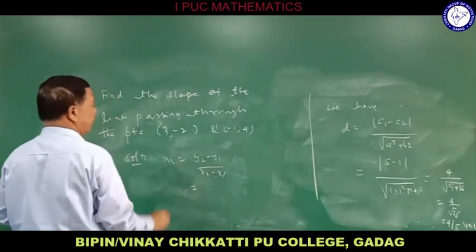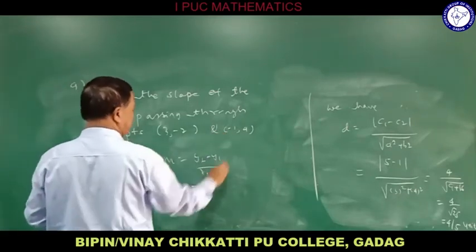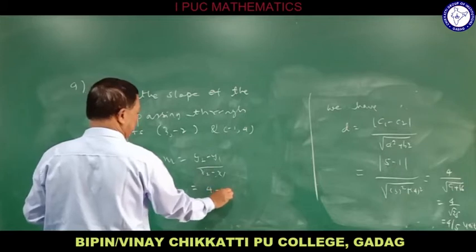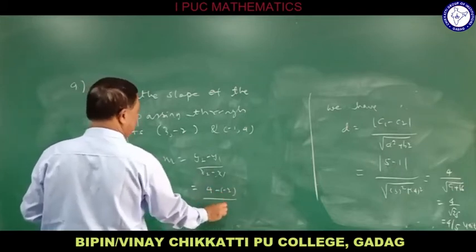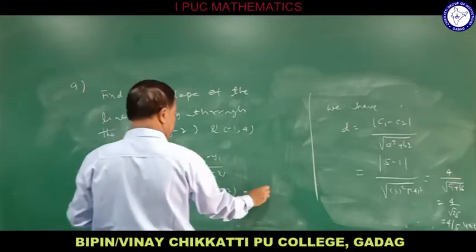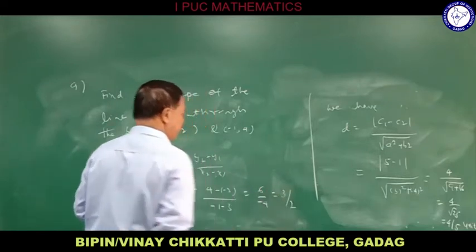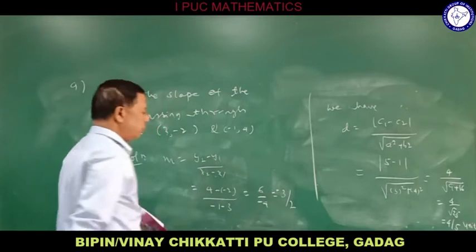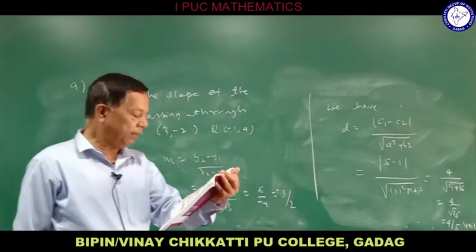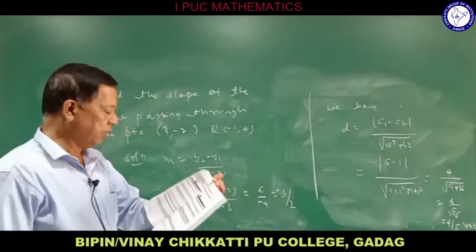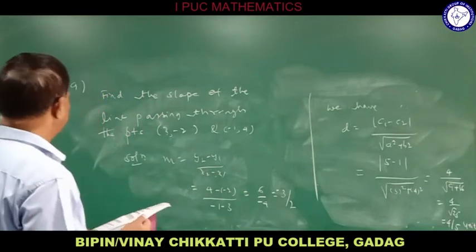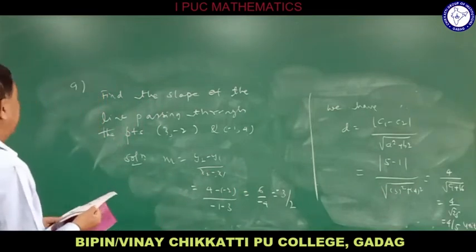The slope is given by y2 minus y1 divided by x2 minus x1. See here, this is x1, y1, x2, y2, so that is 4 minus of minus 2 divided by minus 1 minus 3. That is 6 divided by minus 4, so 3 by minus 2, that is minus 3 by 2. What is the slope here? We find that minus 3 by 2 is the slope. This is question paper set number 9.